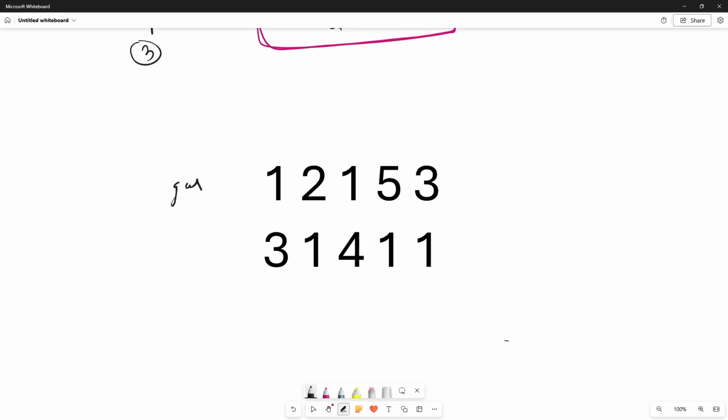So this is your gas array and this is the cost array. Now we start with this index. At this index we have gas of 1 and we have to sacrifice 3 units. Now we have minus 2 units, which means we were not able to reach the next index. So let's say we start with this position. Now at this position we have gas of 2, but we have to pay 1 as a price and we are able to reach the next index.